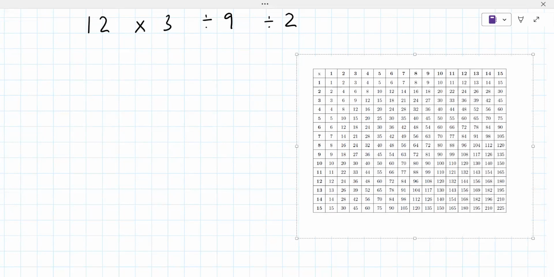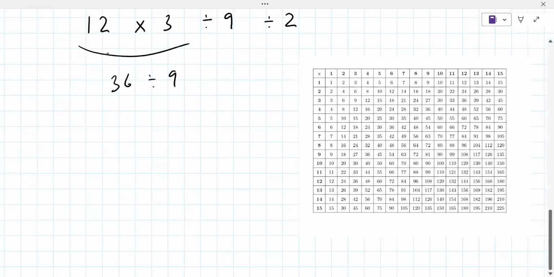Okay, I got 2. All right, so 36 divided by 9 divided by 2. 4 divided by 2 is 2, like that. All right, so now let's go again here. Let's go 10 times 10 divided by 5 times 2 divided by 8.